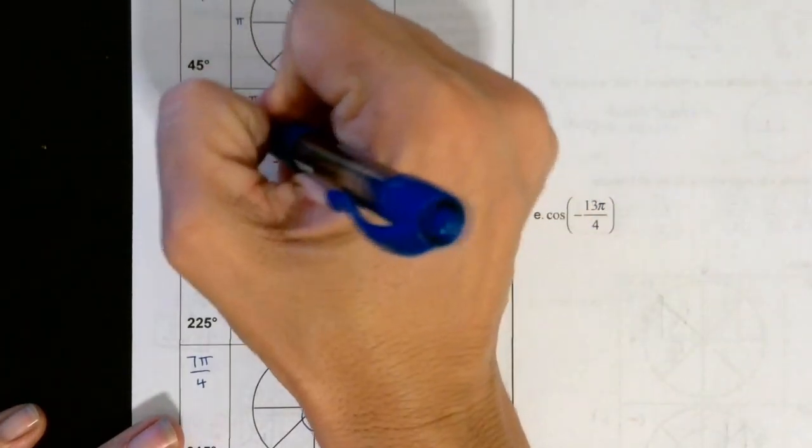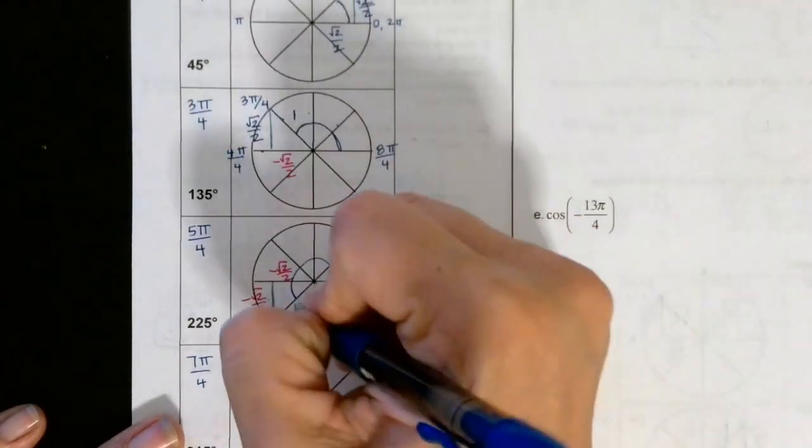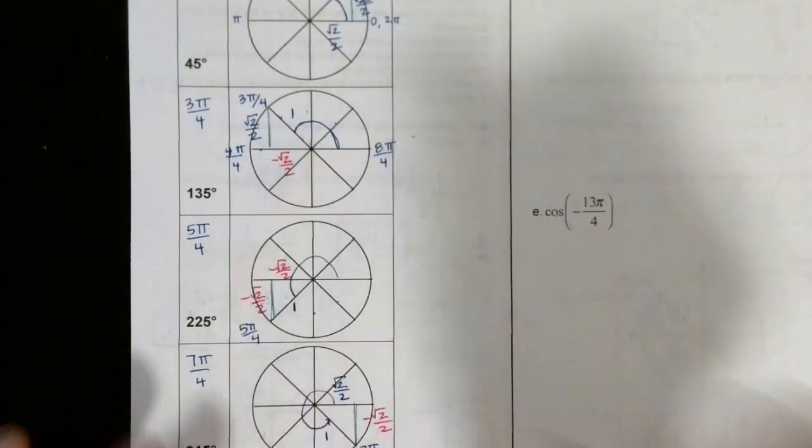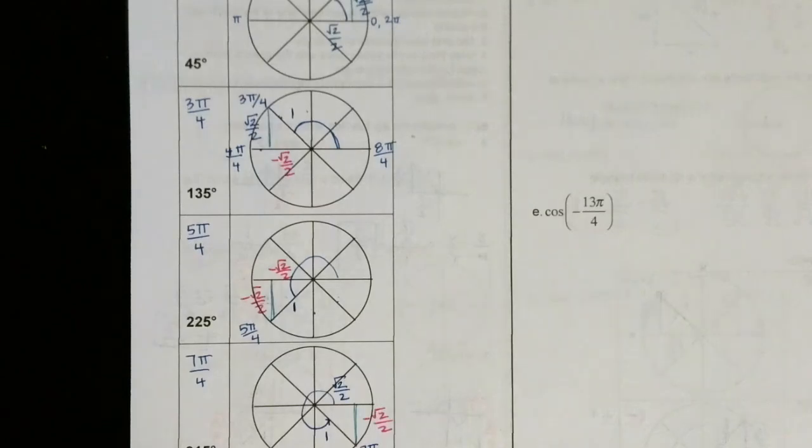1, root 2 over 2, 1, 1, root 2 over 2. Okay? So obviously you can pause the video if that went too fast, but we're just going to move on now.